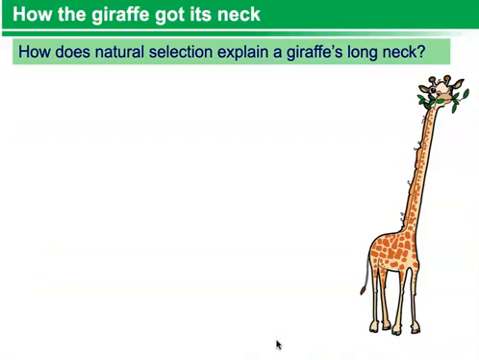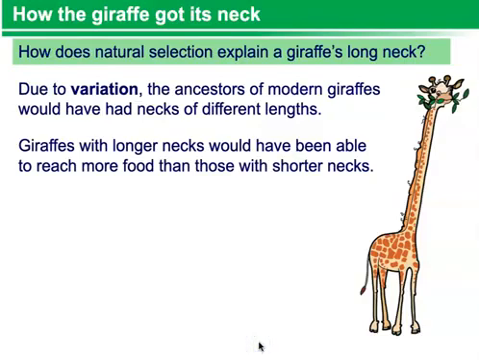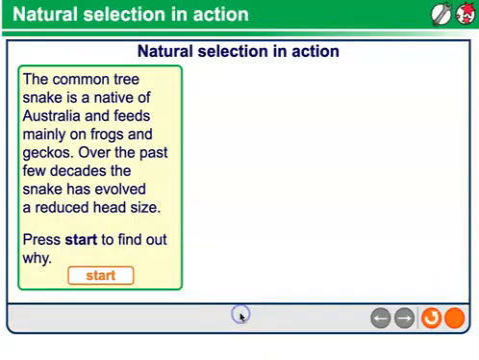So looking at an example, how the giraffe got its neck. How does natural selection help to explain the long neck of a giraffe? There's variation within the population. And due to this variation, the ancestors of modern giraffes would have had long necks or short necks. They would have had different lengths. Giraffes with longer necks would have been able to reach food that was higher than those with shorter necks. And so as a result, the long-necked giraffes were more likely to survive and produce offspring in greater numbers, thereby slowly eliminating the short-necked giraffes from the population.